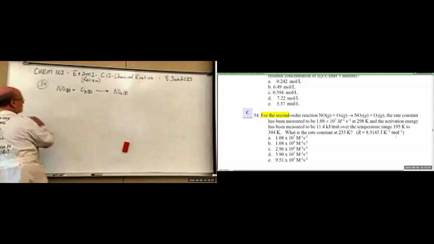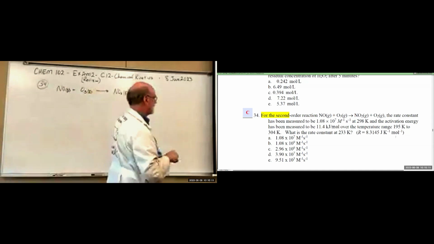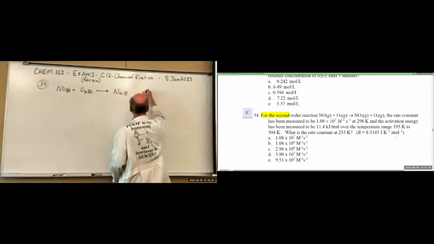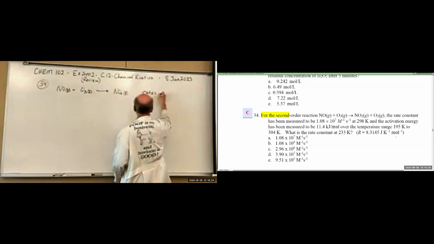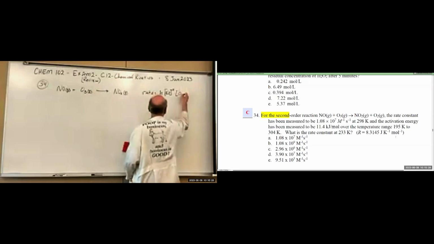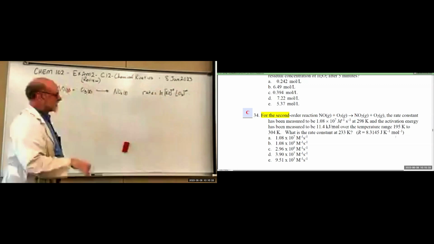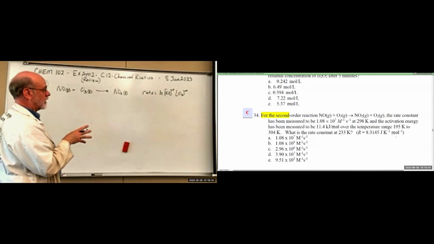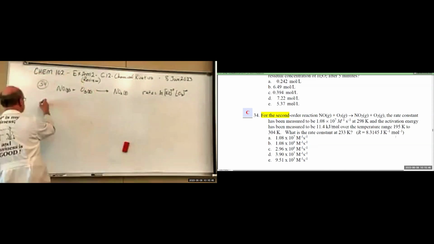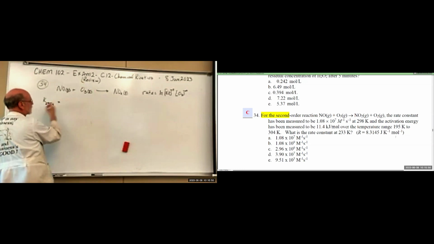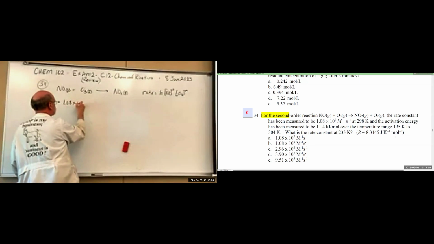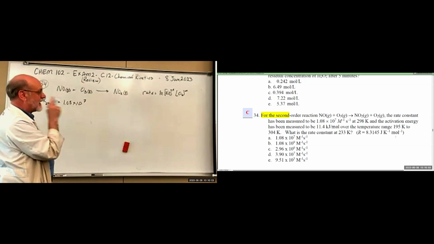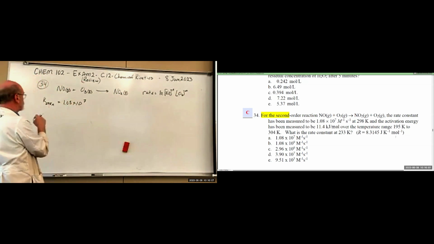Okay, this is a second order equation, right? Let's read the question. What's the rate constant at 233 K? The rate law, we may or may not need this, but the rate law is going to be k times NO to the n times O3 to the m. There's your constant. What are we given? The rate constant has been measured: 1.08 times 10 to the 7th at 298 K. And the activation energy has been measured to be 11.4 kilojoules per mole.